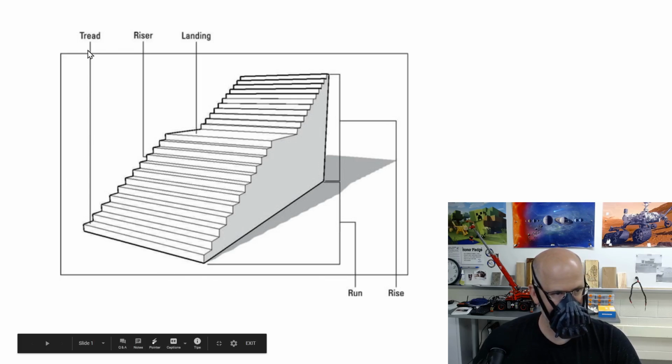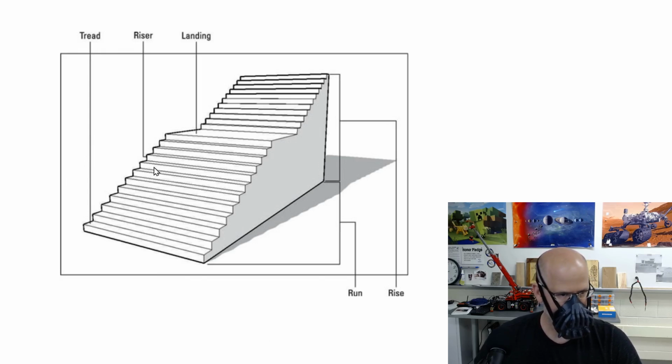So we have the tread, which is this flat part that you put your foot on. We have the riser. We have a landing. Sometimes staircases have landings. We have what's called the run and the rise. Now, let's get to building, shall we?